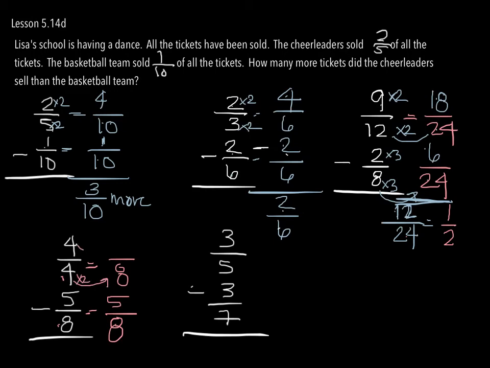Whatever I do to the bottom, I'm going to do to the top. 4 times 2 is 8. Now we have the same language. 8s, 8s. We're ready to subtract. Our denominator is going to stay the same. 8, 8. And when we subtract 8 minus 5, it's going to give us 3. So the answer should be 3/8.